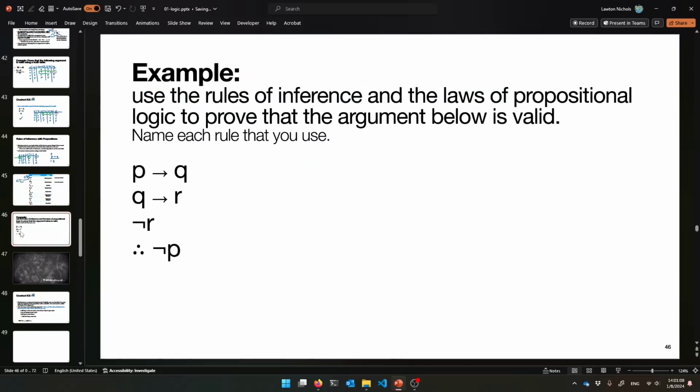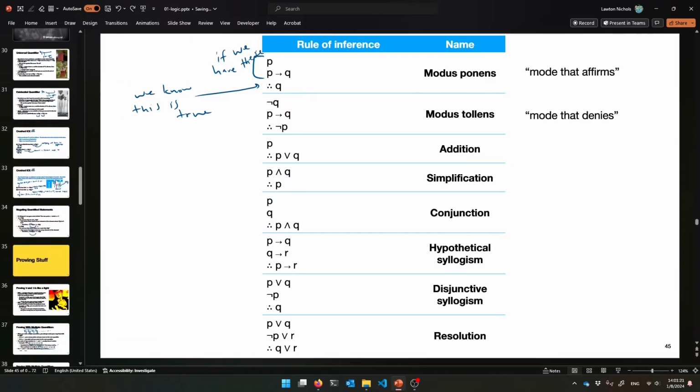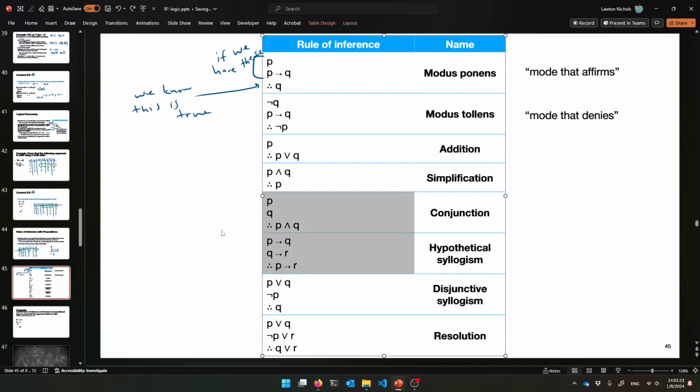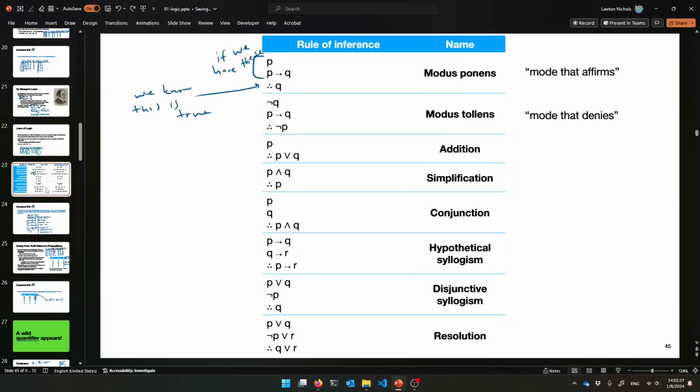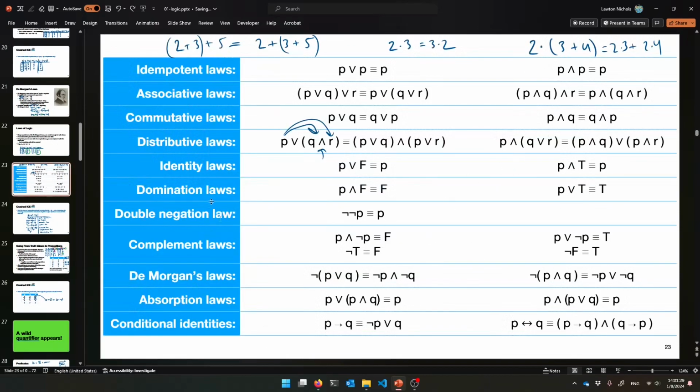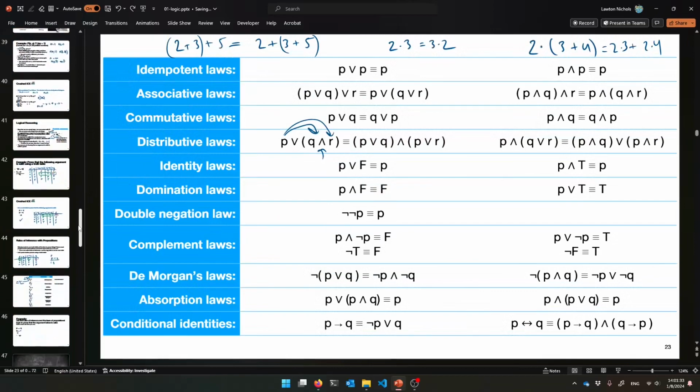And so here's one last example before I let you take a break. Let's use the rules of inference now and the laws of propositional logic, because we have this table, of course, and then we can also shuffle things around to get them ready for these rules. We have this other table as well to make things look more like the rules of inference. Okay, so we'll use both of those.